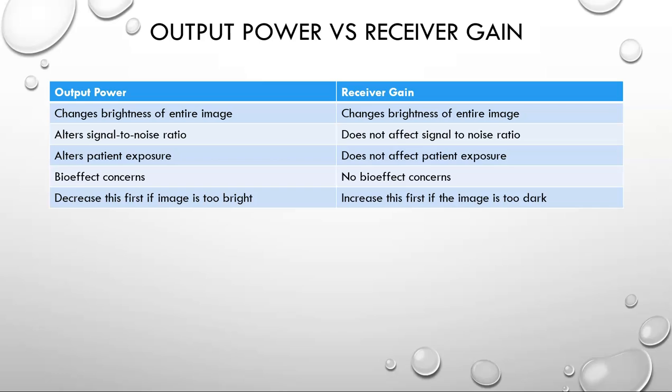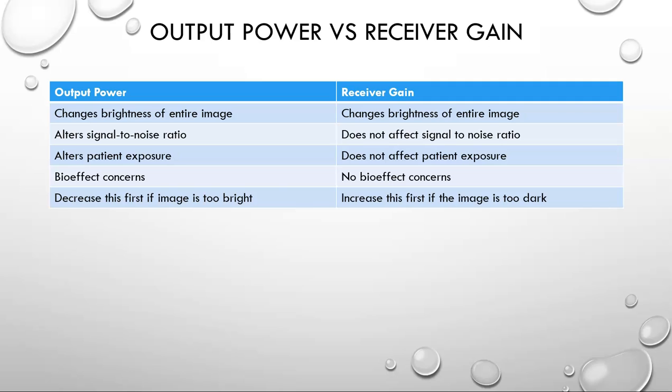When we look at output power versus receiver gain, this summary gives you a lot of good information. Changes to the brightness of the entire image, that's output power. So is overall receiver gain. Output power will alter the signal-to-noise ratio, but receiver gain will not. Output power, though, does alter patient exposure. Receiver gain does not. There is always bioeffect concerns when you're adjusting your output power. Receiver gain has no bioeffect concerns. Overall, decrease output power first if the image is too bright, and increase receiver gain if the image is too dark.